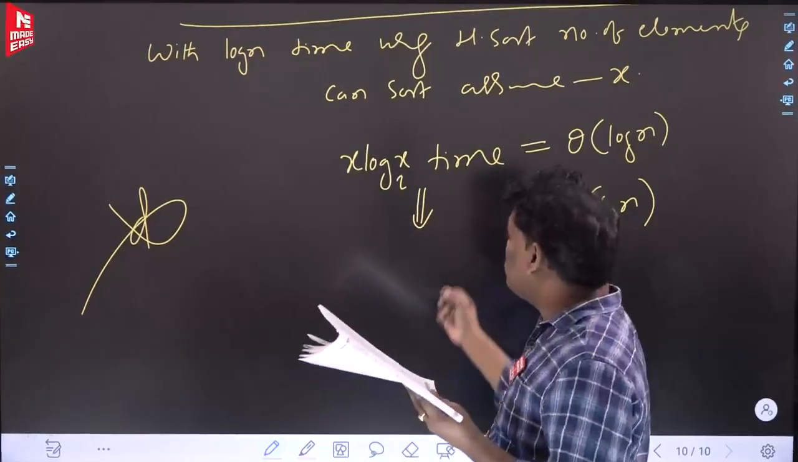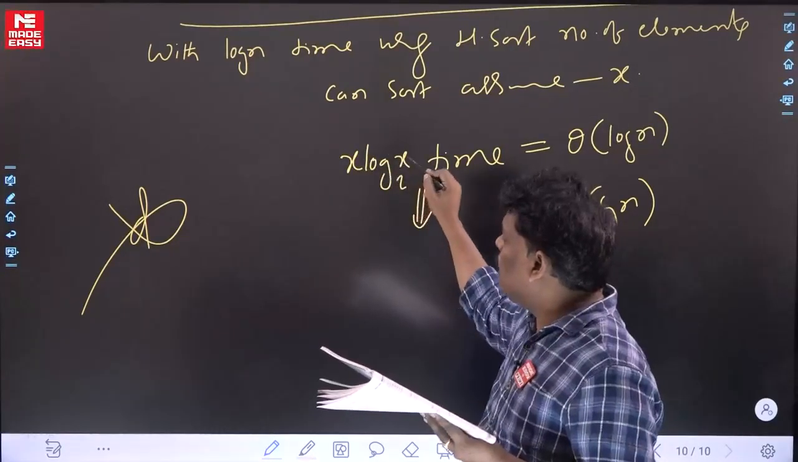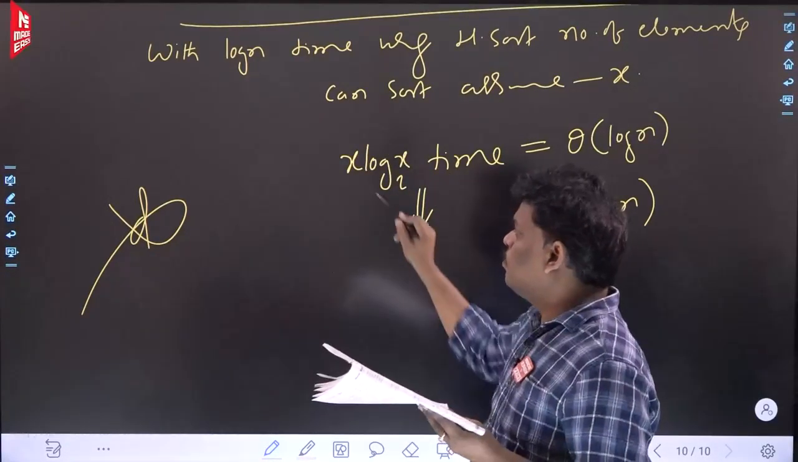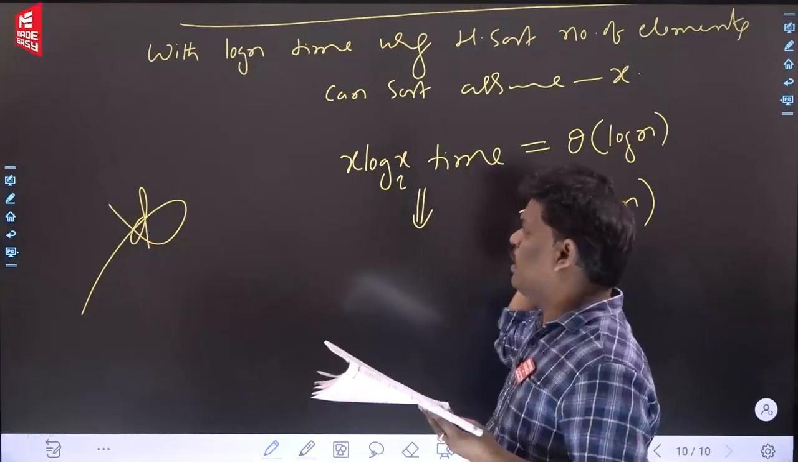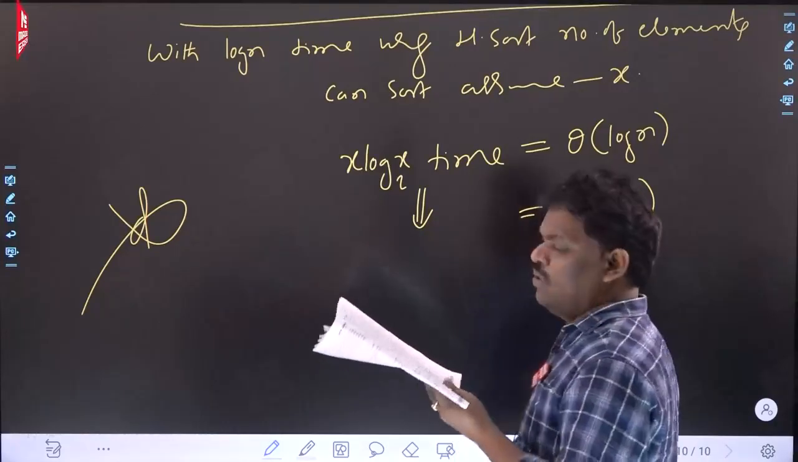Next one. Some people are asking, what about root log n? If you keep x as root log n, you get root log n into log of root log n. It cannot be equal to log n.